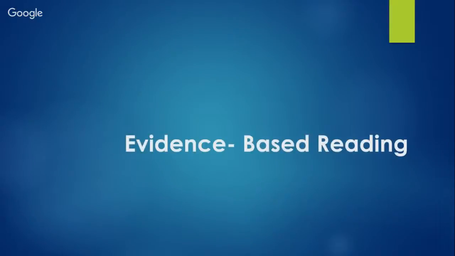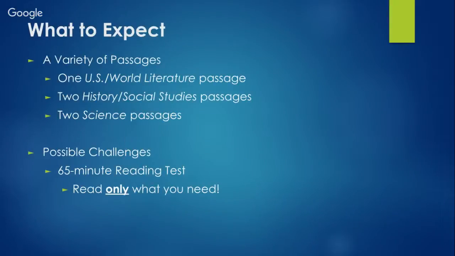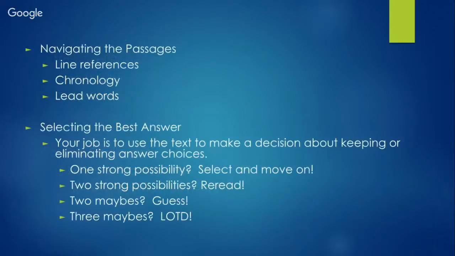Let's start with evidence-based reading. You should expect a variety of passages: 1 U.S. world literature passage, 2 history passages, and 2 science passages. Possible challenges include that it's a 65-minute reading test, so you have to read only what you need. In terms of navigating the passages, you're looking for line references, chronology, and lead words.